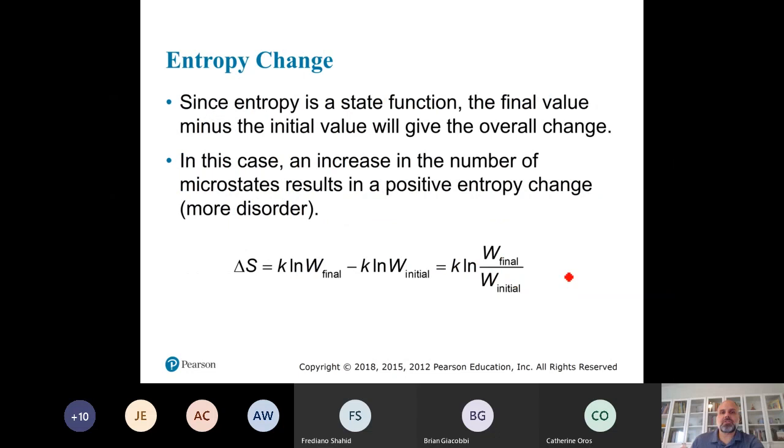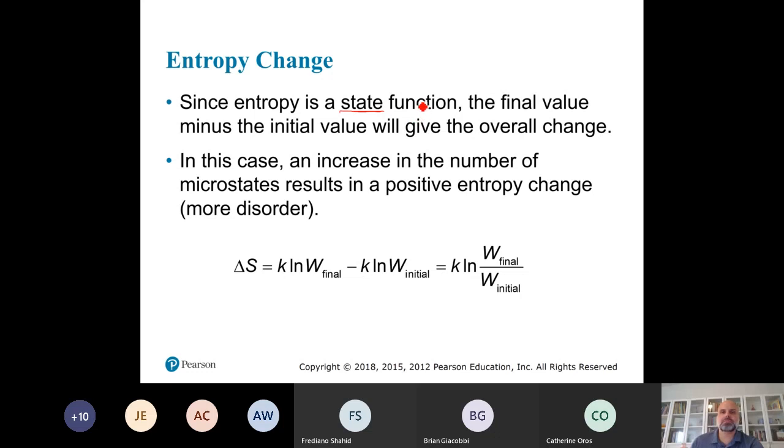And since entropy is a state function, the final value minus the initial value will give the overall change, right? So when we're thinking of entropy again, it's a state function. What is the state that it's in at one point versus the state that it's in another point? We don't care how it gets there, right?